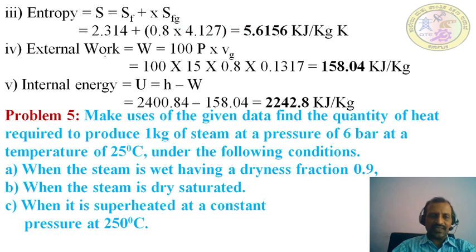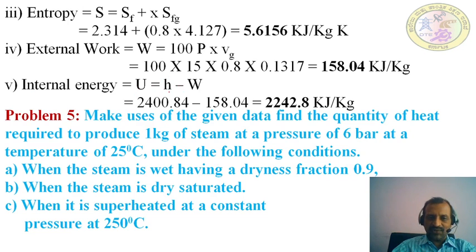The next, fourth one is external work, that is W. It is 100 pxvg. Again it is wet steam, so 100 into 15 into 0.8 into 0.1317, which is 158.04 kilojoules per kg. Now find the internal energy. That is U is equal to H minus W. H means it is Q.